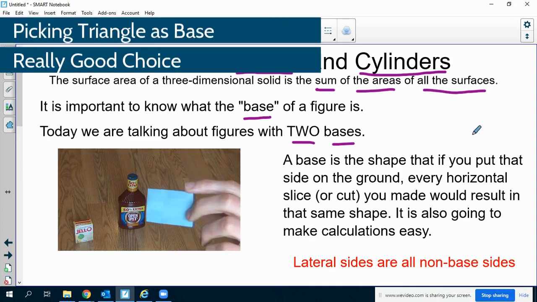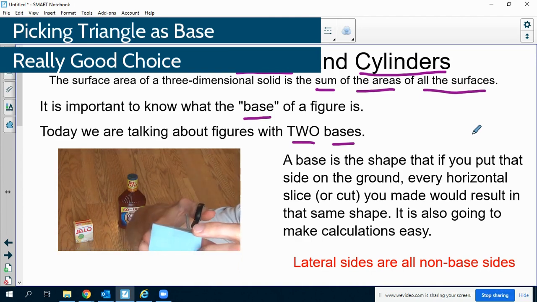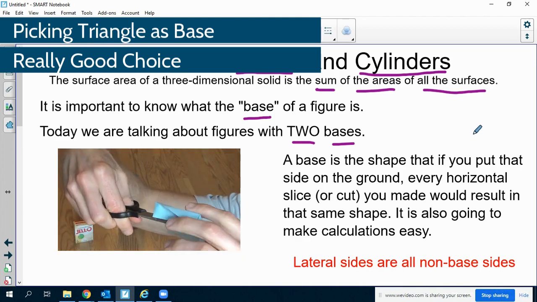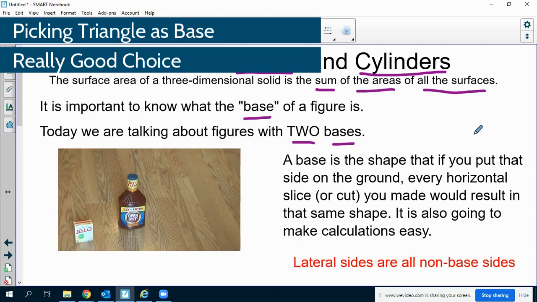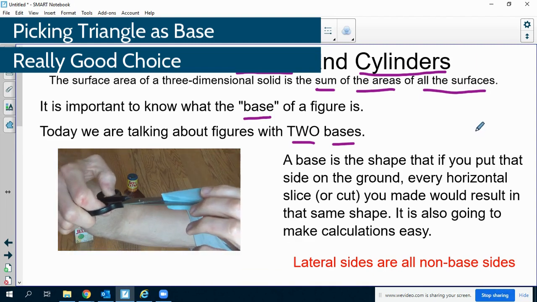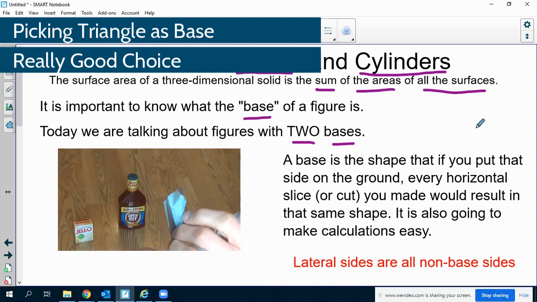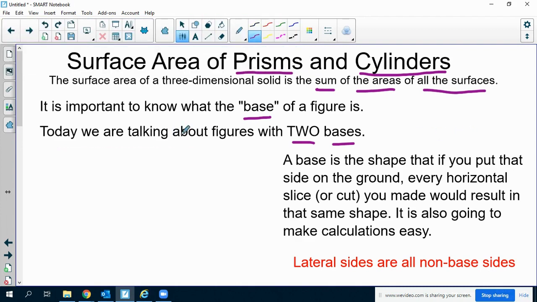Like they look trapezoidal or something like that, and they're not actually what any of the shapes in the figure are. So that can't be the base. I have to pick the triangle, and if I pick the triangle, then when I cut this triangular prism all the way across, I end up with triangles all the way if I cut them in horizontal cuts if I put that triangle on the ground.